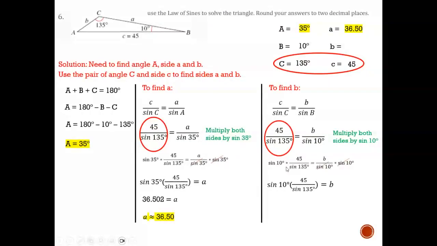B is by itself. I multiplied by sine 10 on the other side. So I have to multiply all of this. And for B, I should get 11.05. And that is how this triangle is solved. Okay, again, using the law of sines.